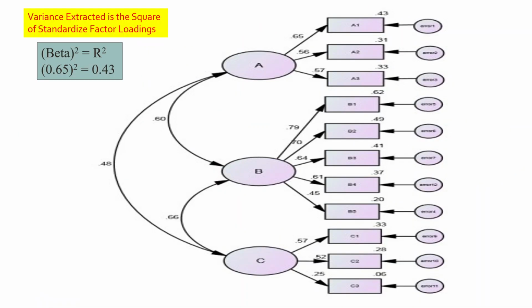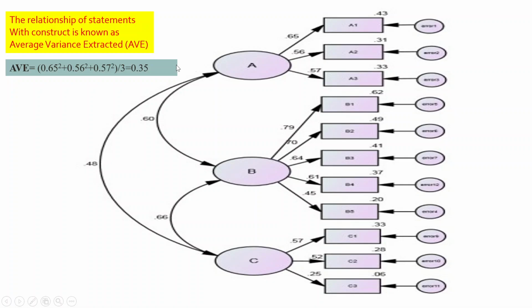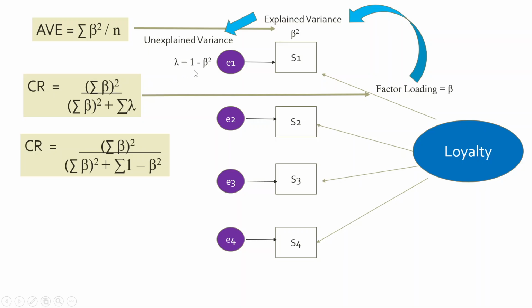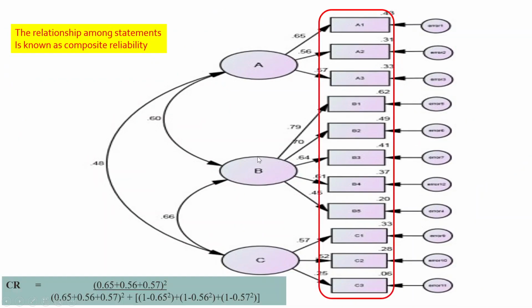Variance extracted is the square of standardized factor loadings. So if I take the square of 0.65, I'll get 0.43, which we have seen in the earlier slide also. The relationship of statements with a construct is known as average variance extracted. 0.65 square, 0.56 square, 0.57 square divided by 3, so it will give me average variance extracted. The relationship among statements is known as the composite reliability. So if I take the amount of variance explained, that is 0.65, 0.56, 0.57, and then their error terms, if you recall this slide, the unexplained component, then it will give me the composite reliability of A.